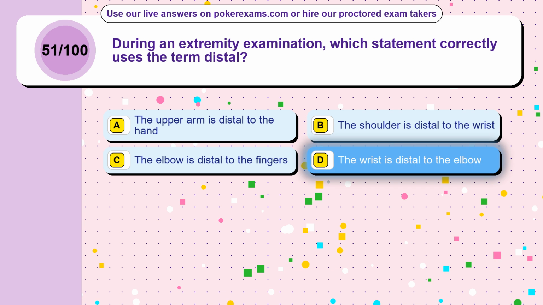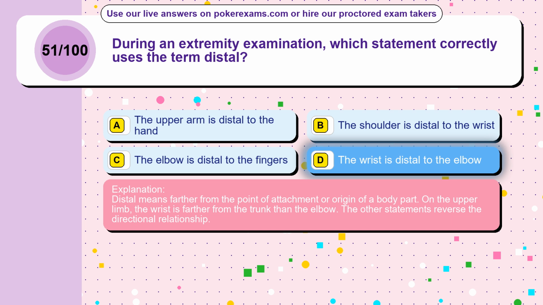The wrist is distal to the elbow. Distal means farther from the point of attachment or origin of a body part. On the upper limb, the wrist is farther from the trunk than the elbow. The other statements reverse the directional relationship.